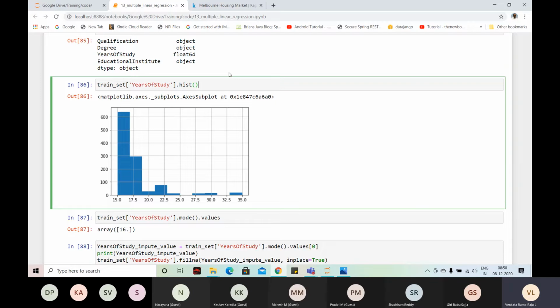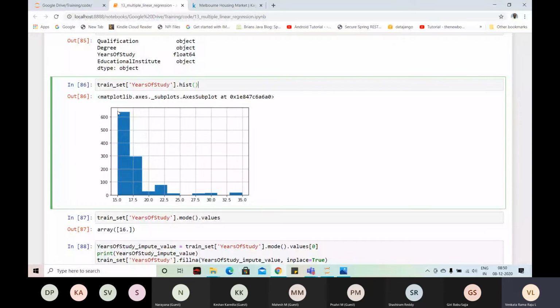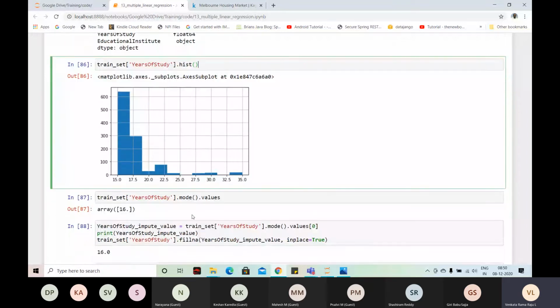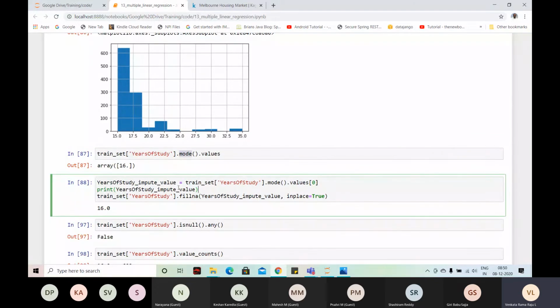When multi-collinearity is there, there is no harm to the model, but you will have unnecessary columns in the data, which adds a lot of work to the processor. Processing time will increase, and memory also. Okay. So it looks like not a normal distribution. It looks like there are more people having 15 years of experience. So I took the mode, or 16 years of experience, and replaced that value.